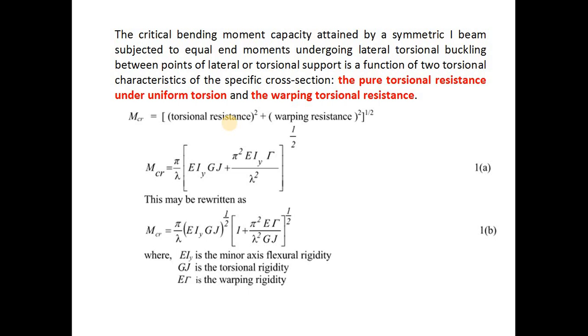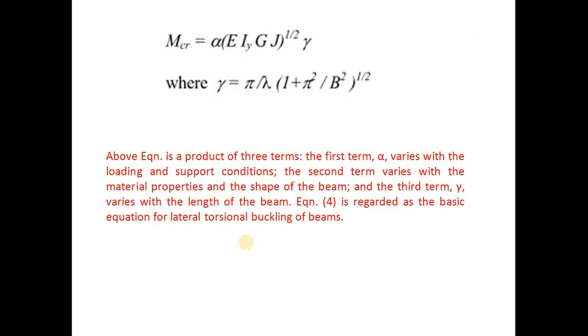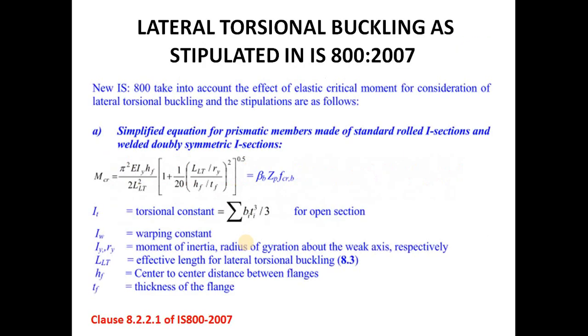The critical bending moment capacity attained by a symmetric I-beam subjected to equal end moments, undergoing lateral torsional buckling between points of lateral or torsional support, is actually a function of two torsional characteristics of the specific cross section. And what are those? The one is the torsional resistance and the other one is the warping resistance. We'll not go deep into this formula, because we also have to see these things further on.